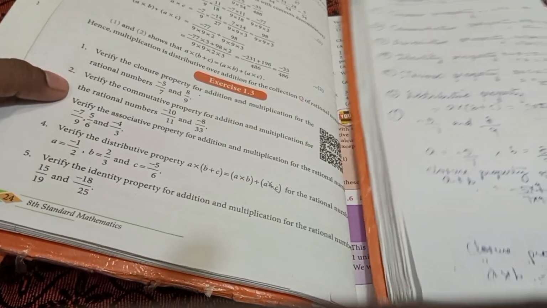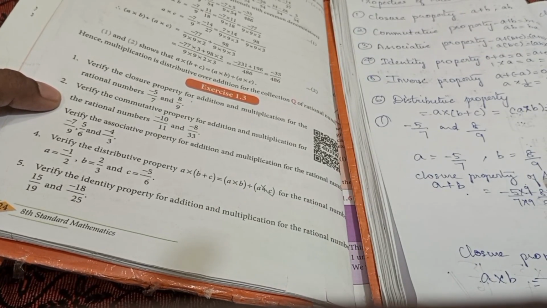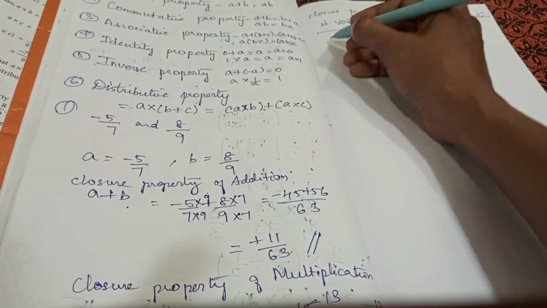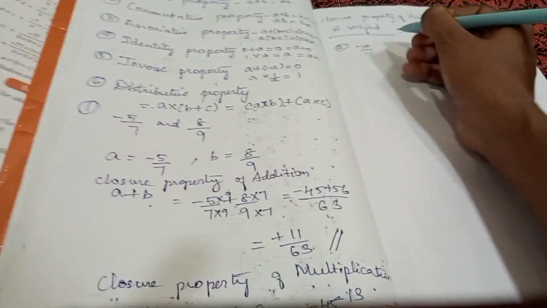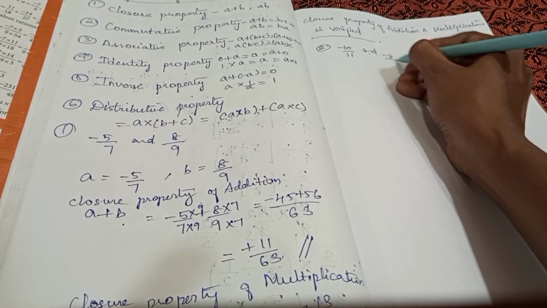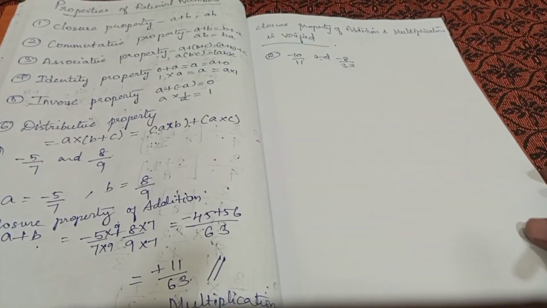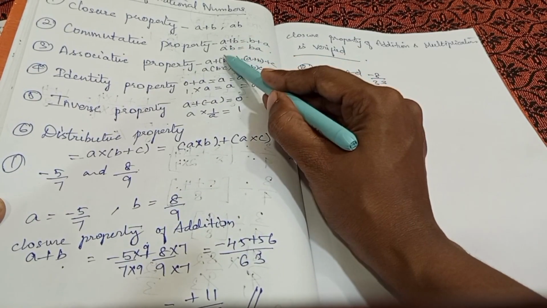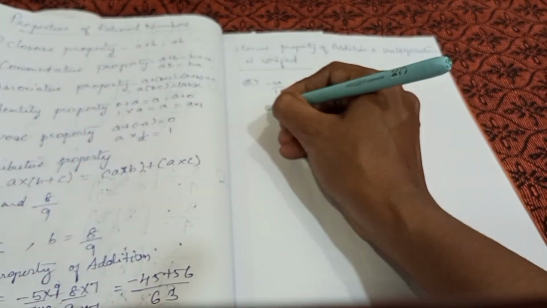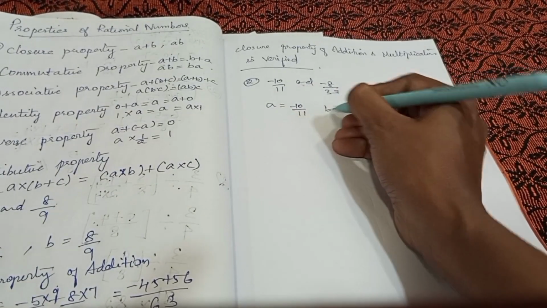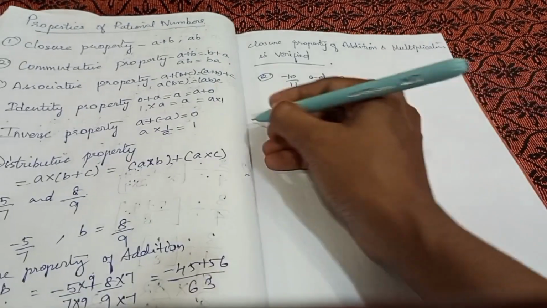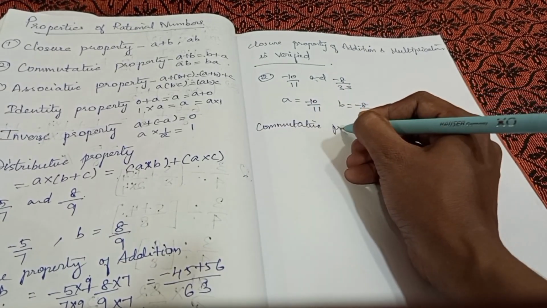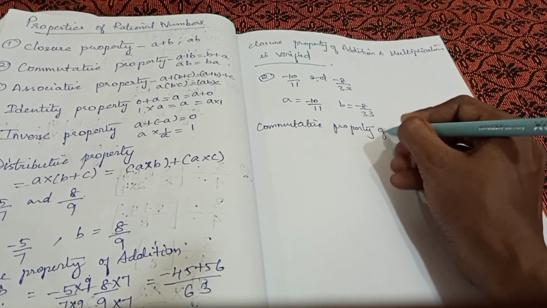Move on to the second question. Verify the commutative property of addition and multiplication. So let us do this. The question is for minus 10 by 11 and minus 8 by 33, commutative property. Commutative property means you have to verify that A plus B is equal to B plus A and A into B is equal to B into A. Let us take A is equal to minus 10 by 11 and B is equal to minus 8 by 33. So you have to mention this commutative property of addition.